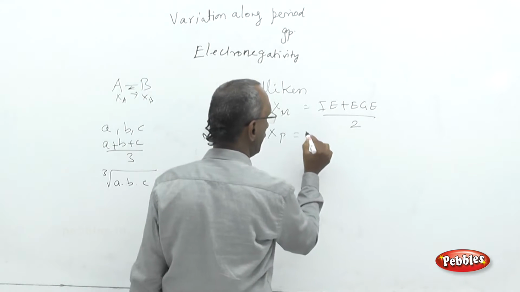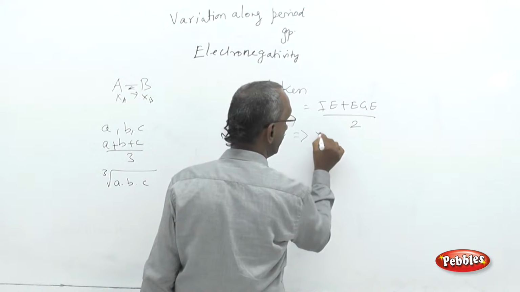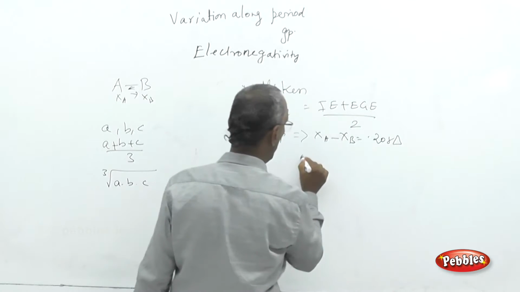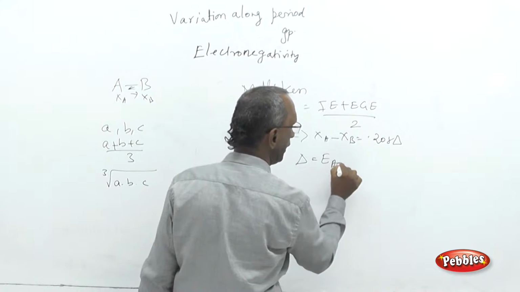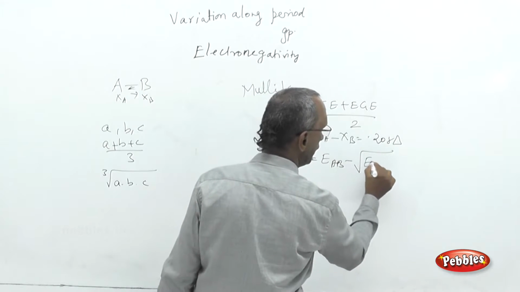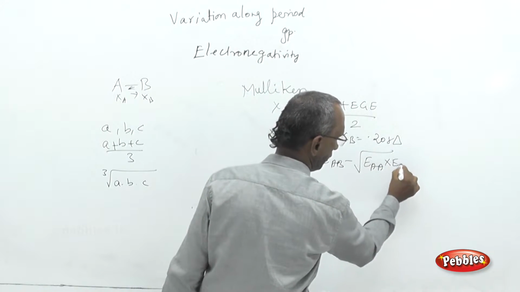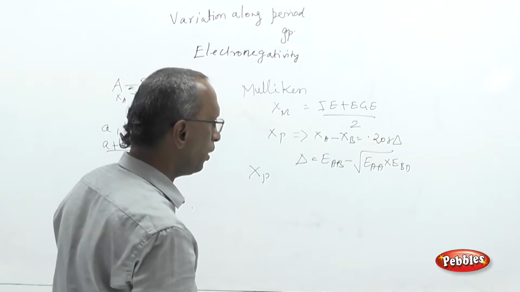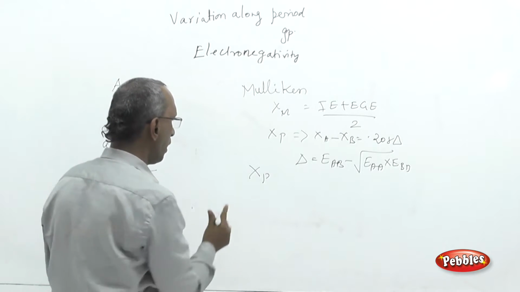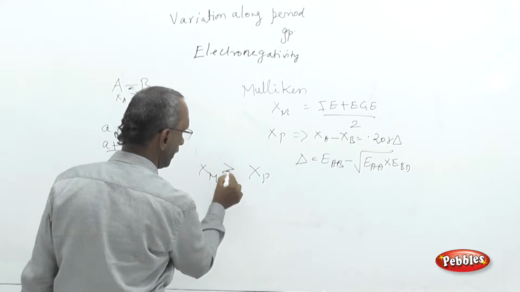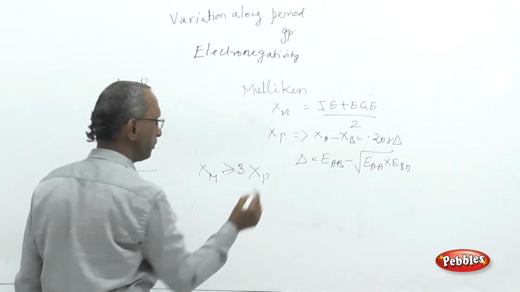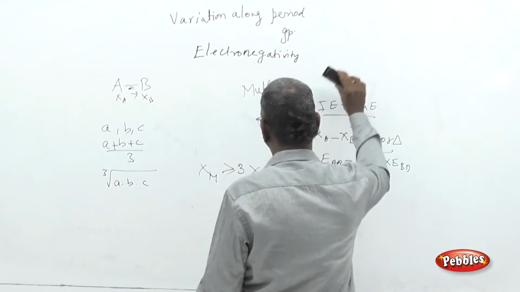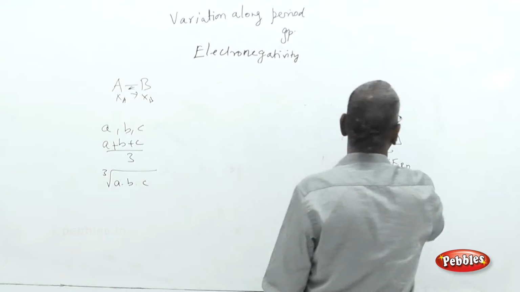Whereas Pauling's electronegativity is as usual defined as XA minus XB equal to 0.208 delta, delta being defined as the difference between EAB minus the geometric mean of EAA and EBB. So for any system, how are Pauling's electronegativity and Mulliken's electronegativity related? Mulliken's electronegativity for any given system is roughly 3 times Pauling's electronegativity. These are only rigorous sums.